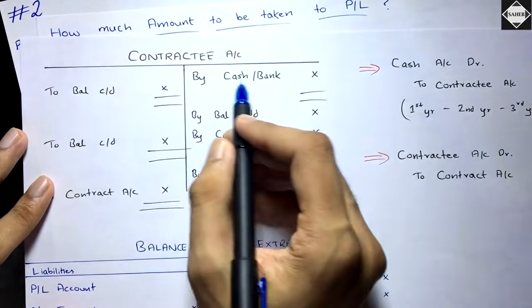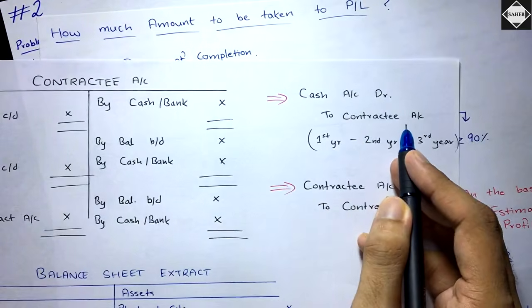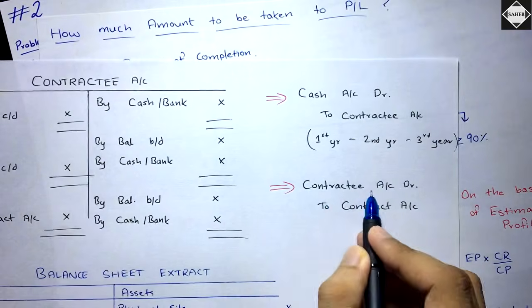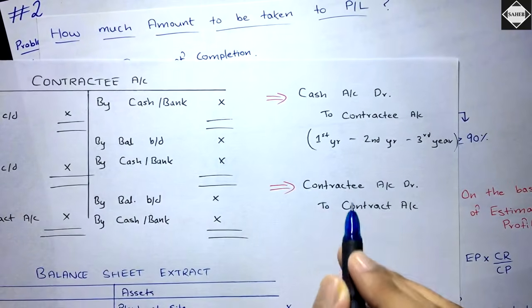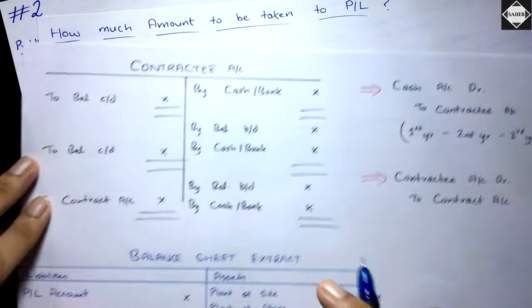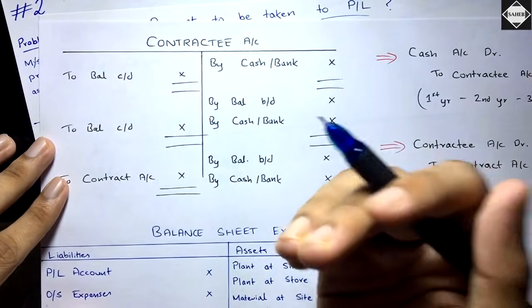We are receiving the money, so cash account debit to contractee account, and then at the end of the year, what will happen? When the contract finishes, you have to transfer whatever balance there is in the contractee account to the contract account. All right, so that's what we discussed. And you will receive the payment in installments every year, little by little.